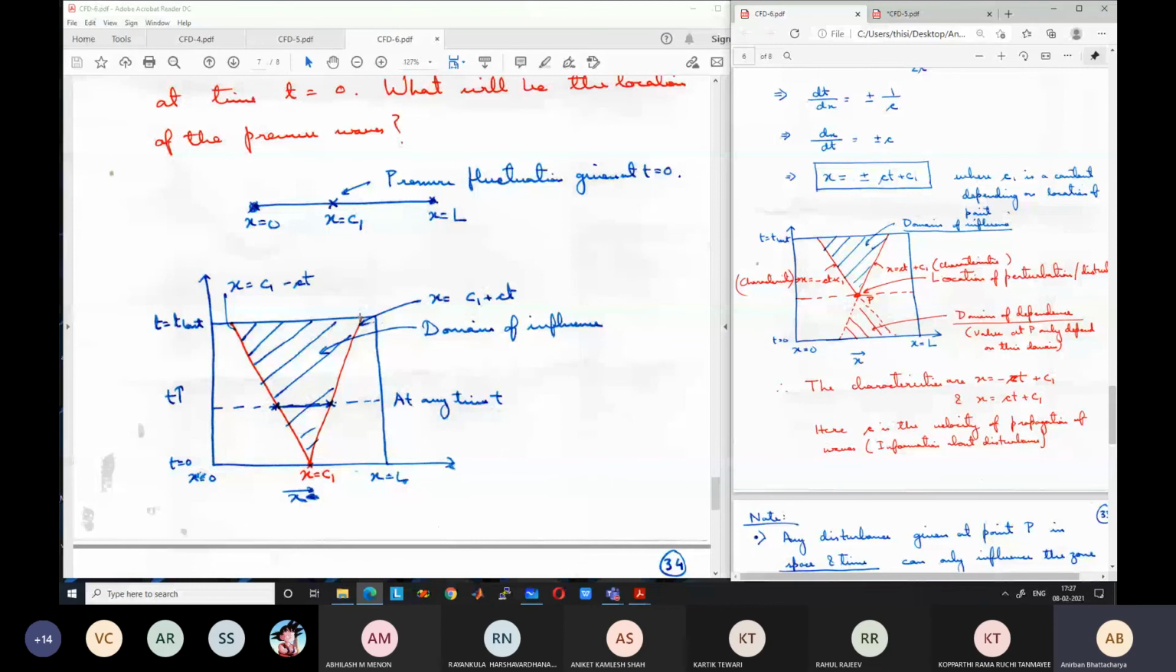Very important. If I have a long pipe, like a 100-kilometer long pipe, as I was saying, it takes a lot of time for the information to travel there.